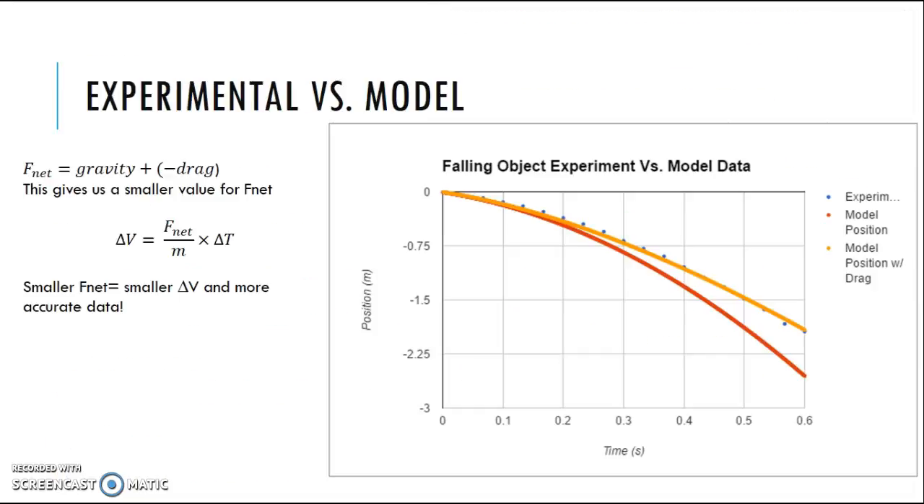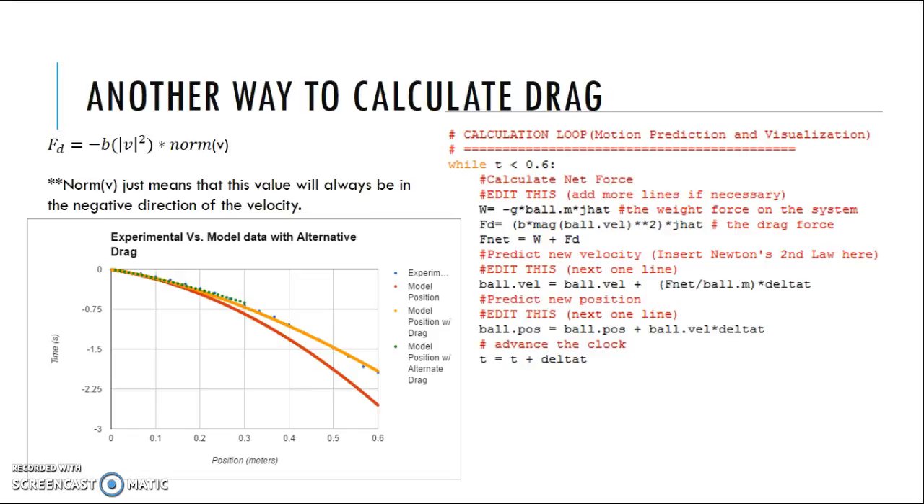We can now see that our new data is much more accurate with the added drag force. We use an alternative equation to account for drag force, shown in this slide, where we use the velocity of the motion squared. It still is acting in the opposite direction as the velocity. However, it's just a little bit more accurate when you look at our experimental data.